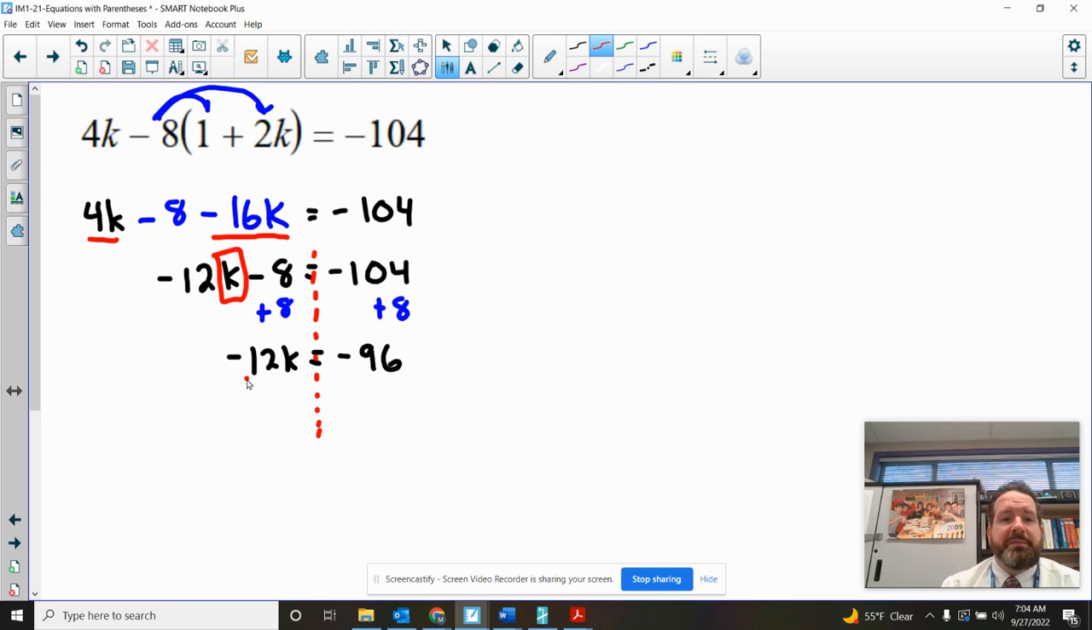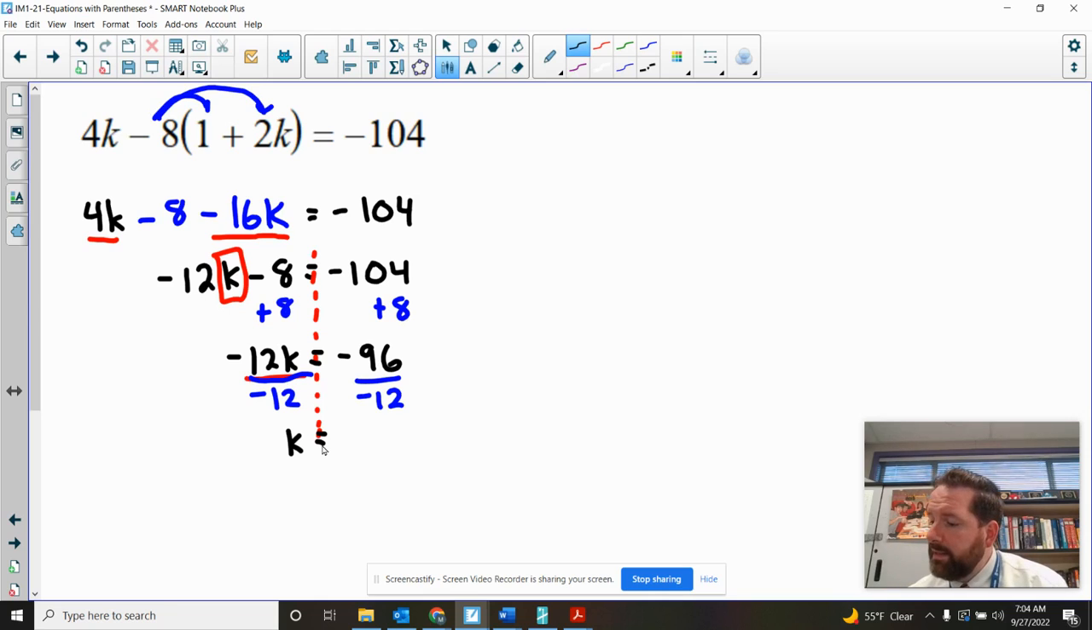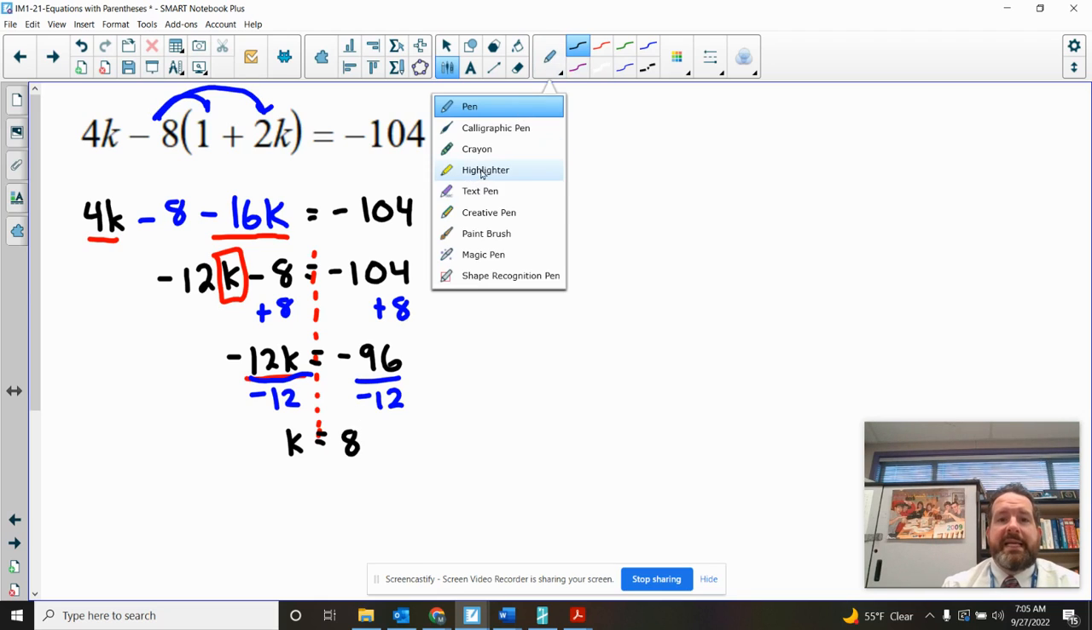And then to finish, be consistent with my colors here. Divide by that -12 and divide by that -12. So the k: -96 divided by -12 ends up being 8. We think the k is 8.